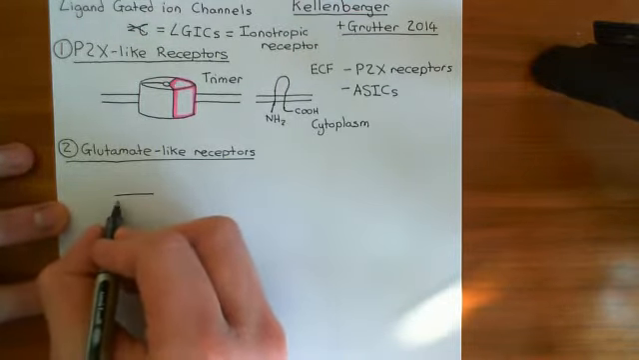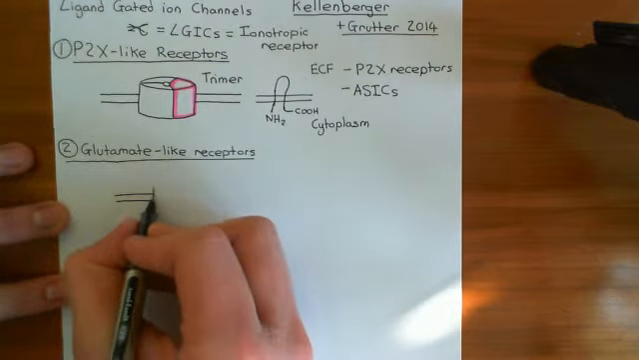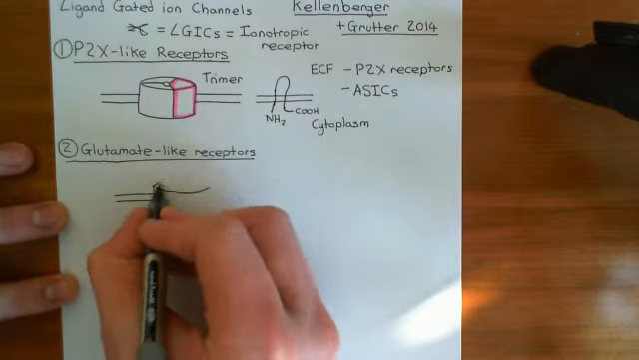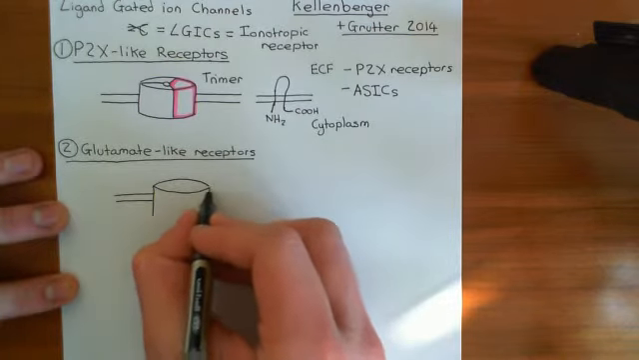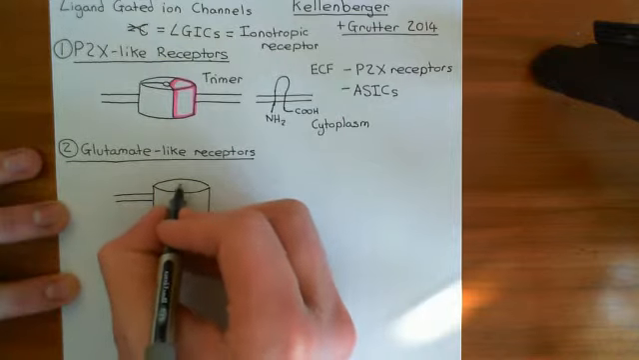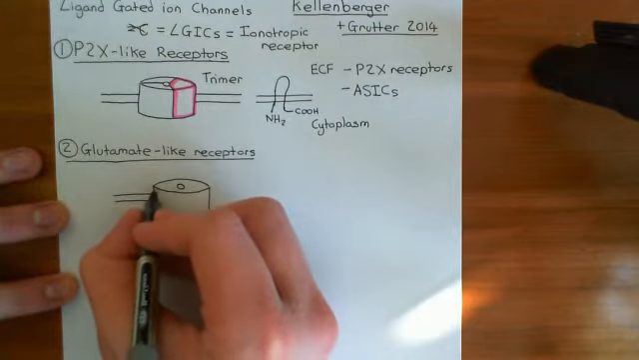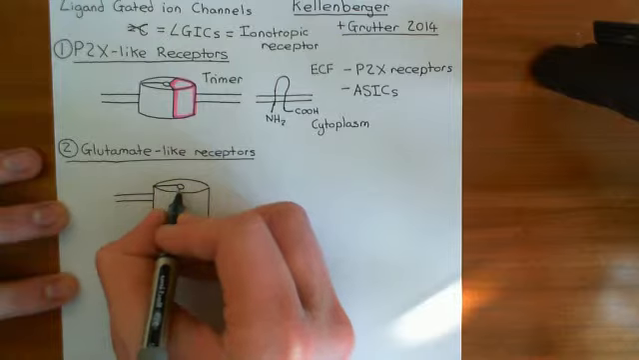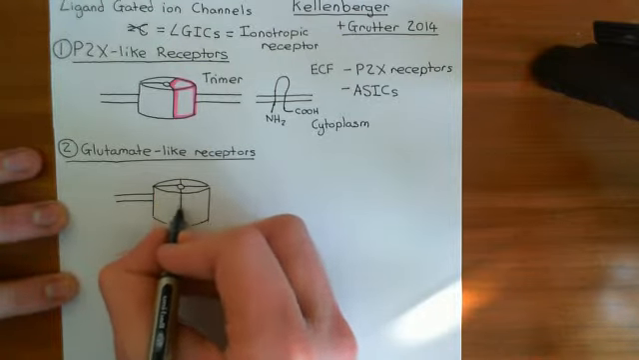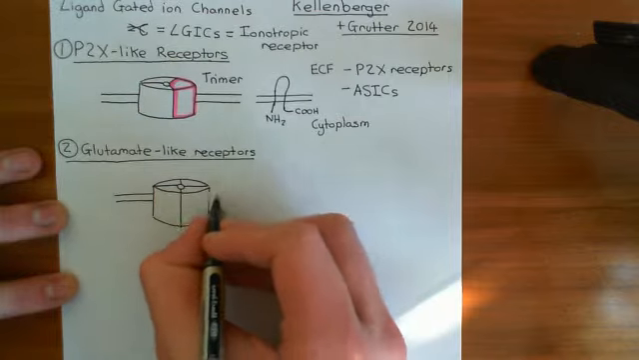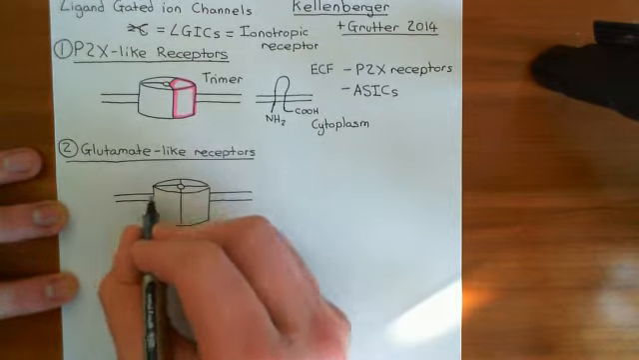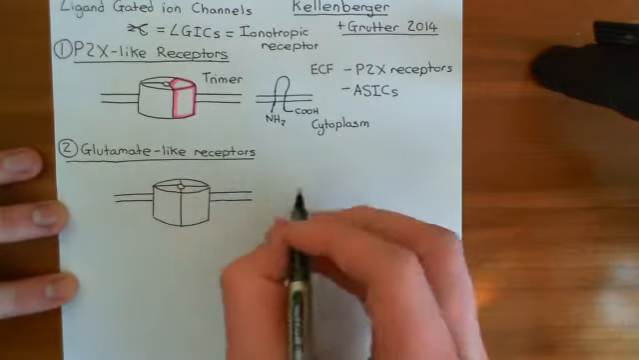So the basic structure that you have is a tetrameric structure. If we draw the ligand-gated ion channel again, the whole structure initially, like so, then we have the pore down the middle, and the basic structure is tetrameric. So you have 4 subunits all coming together to form the entire ion channel, and it sits within the cell membrane like so.